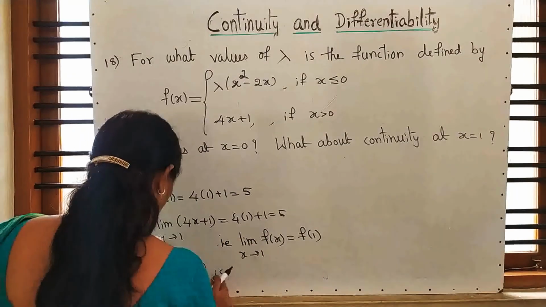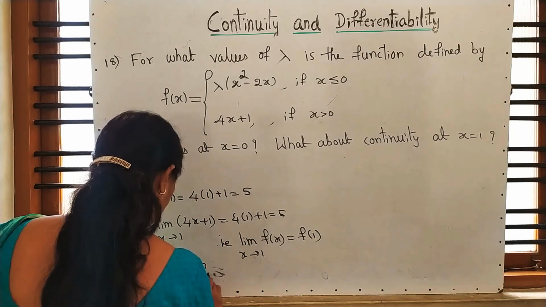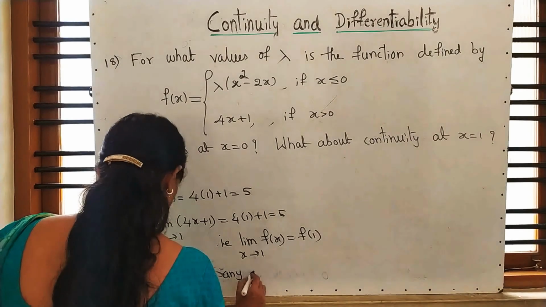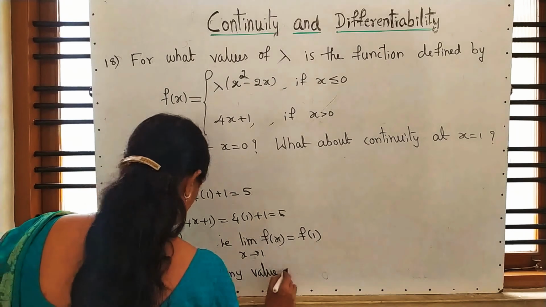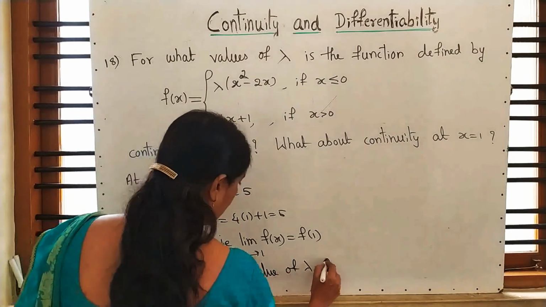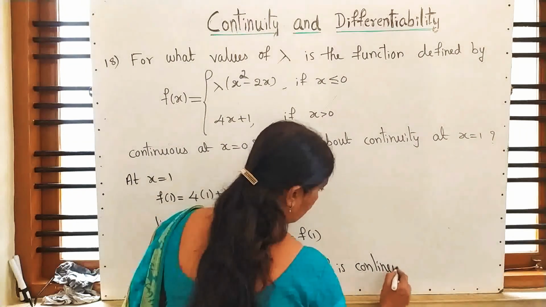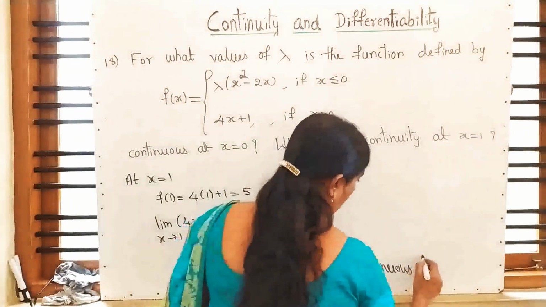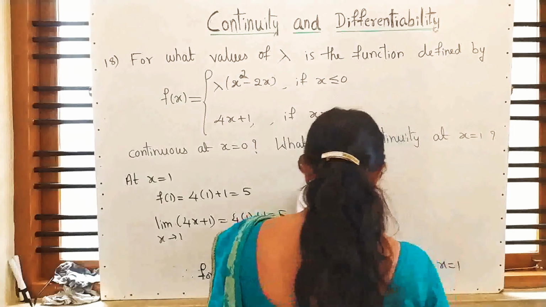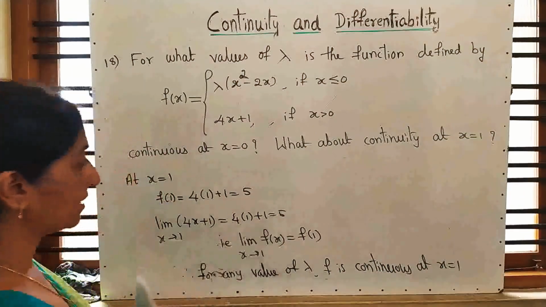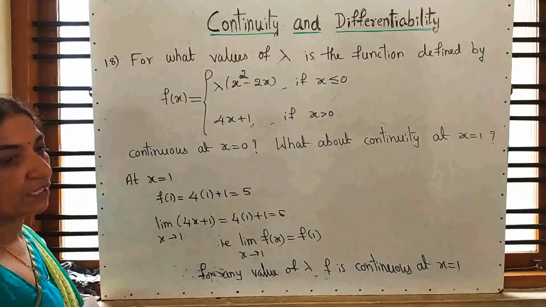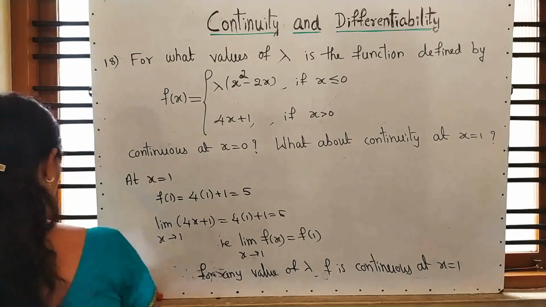Therefore, for any value of lambda f is continuous at x is equal to 1. See, is it very interesting or what? Yes, it is very interesting. Even though the next one is also interesting.